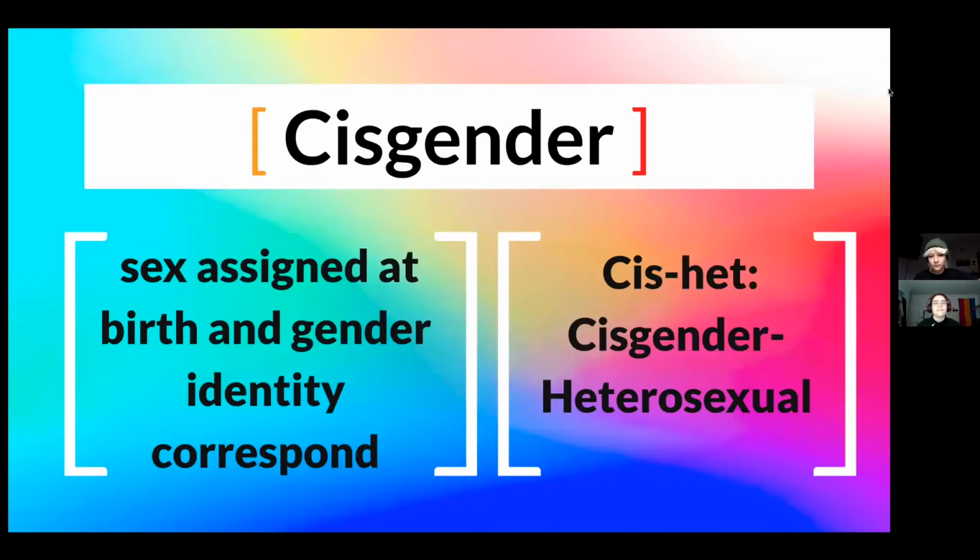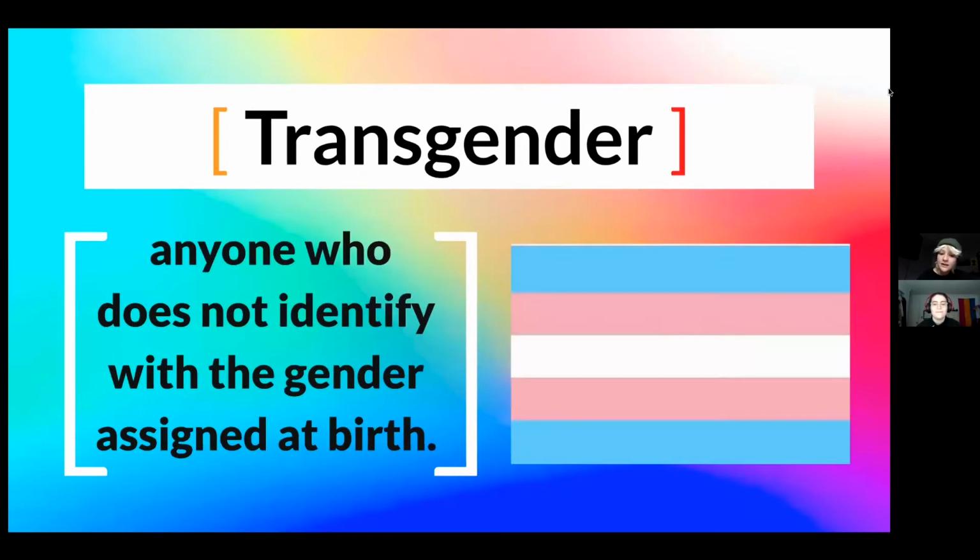Cisgender is the term for describing someone who was given the gender that they were assigned at birth, according to their sex. And then cishet is just short for cisgender heterosexual. So transgender is an umbrella term for anyone who does not identify with the gender they were assigned at birth, and this includes female to male transitions, male to female transitions, non-binary people like me, genderqueer people, and much more.